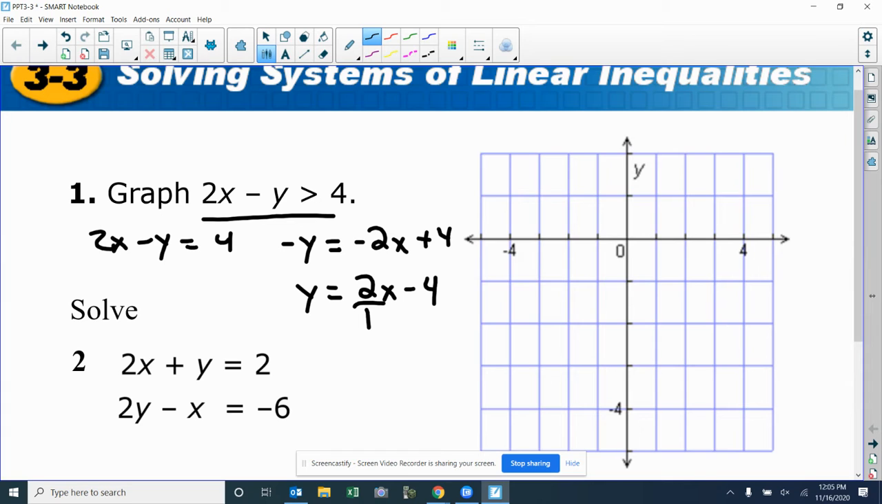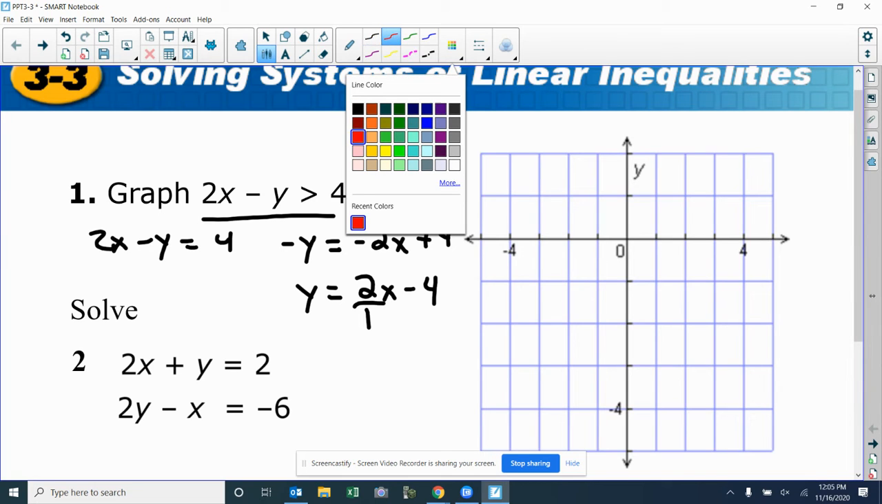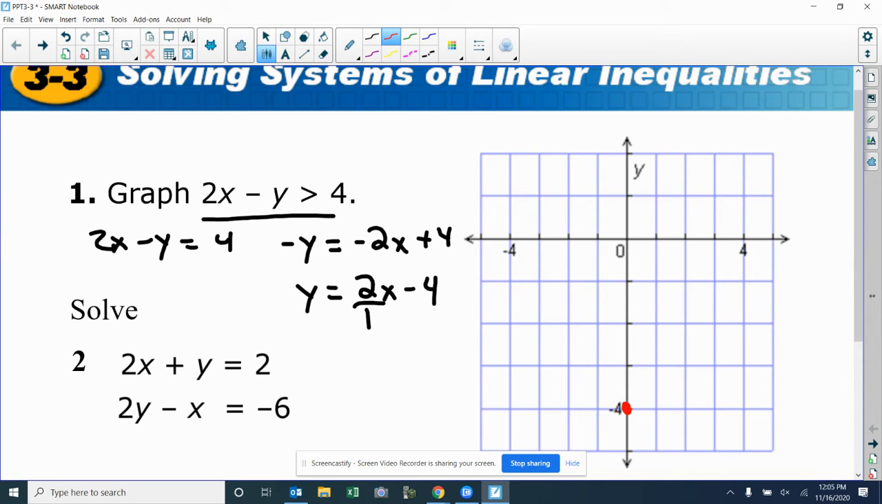So intercept right here. Positive 2 is our slope, so up 2 over 1, up 2 over 1 is a positive slope. We want to label a couple of points. This point here, x is 0, y is negative 4. The other intercept's pretty easy to get also. x is 2, y is 0. We do know it's a dotted line, right? So we'll dot it up.